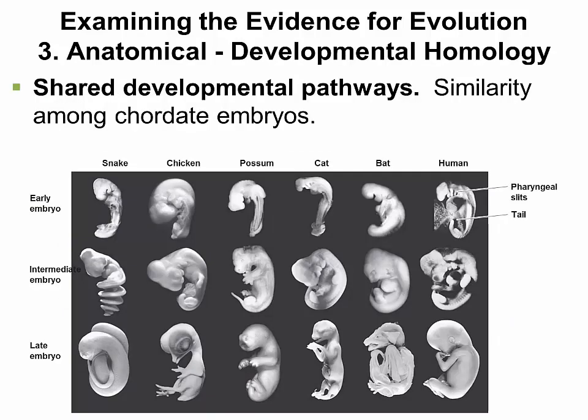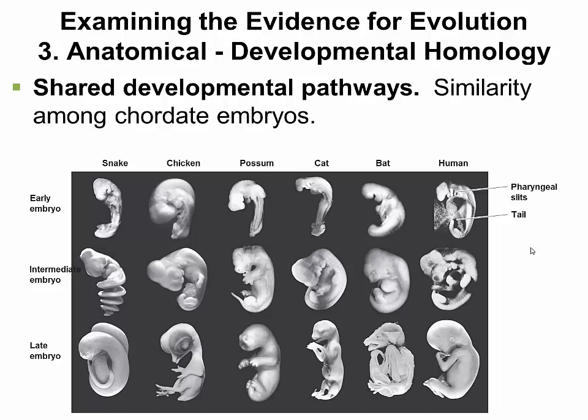Interestingly, we see that homology also applies to development. As we look at the screen, we see a picture of a snake, a chicken, a possum, a cat, a bat, and a human. And we see two things of particular interest to us. In the early developmental stages of a human being, we have pharyngeal gill slits and we have a tail. You've probably noticed that you don't have pharyngeal gill slits and you don't have a tail.